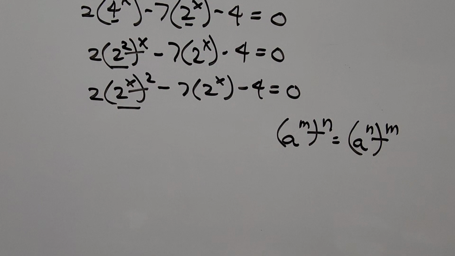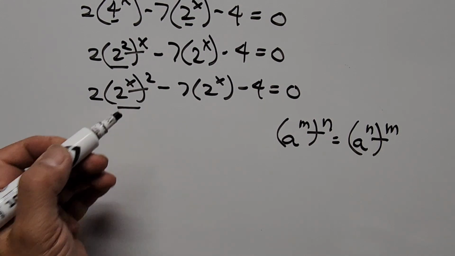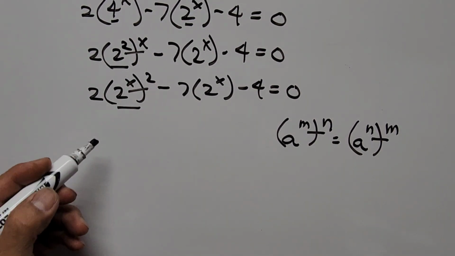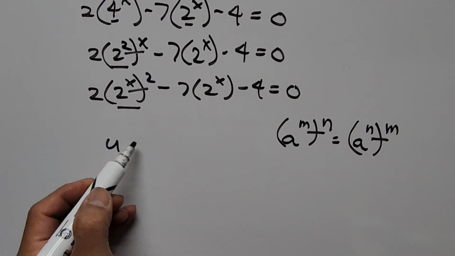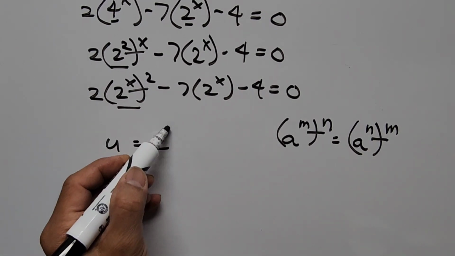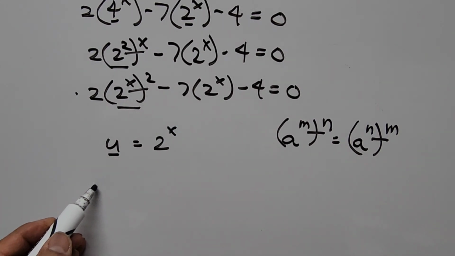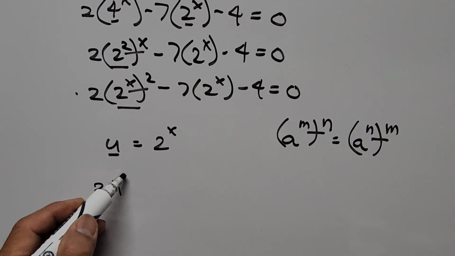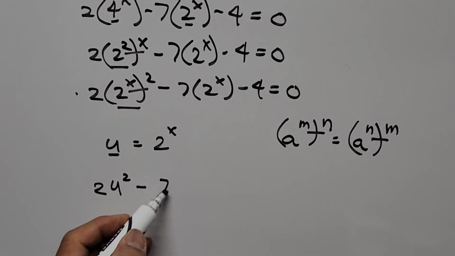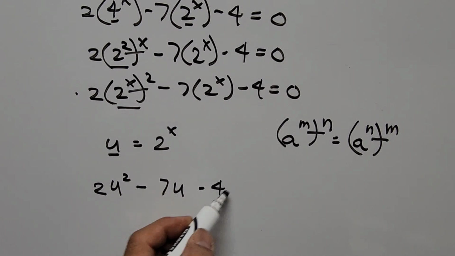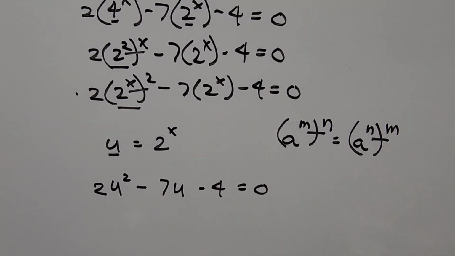So from here, we're introducing a new variable to represent 2^x. Let that variable be u, and this is equal to 2^x. Substitute this value into this equation. So this is now 2u squared minus 7u minus 4 equals 0. This is now transformed into a quadratic equation, so we can solve for the value of u by using the quadratic formula or factoring. In here, we can use factoring.